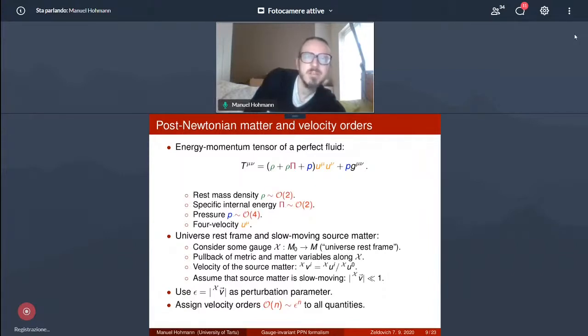Based on the values in the solar system, we can then assign velocity orders or perturbation orders to all quantities, to all matter quantities. And further, we assume that our solution is quasi-static. So any time the derivative of the metric is induced only by the motion of the source matter and therefore gets another velocity order.